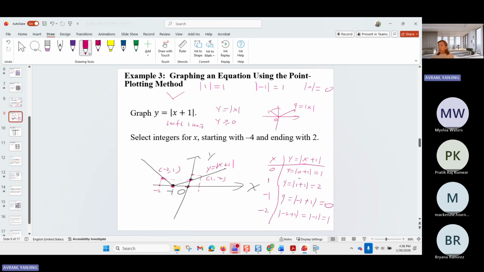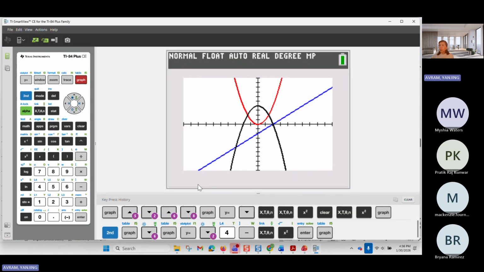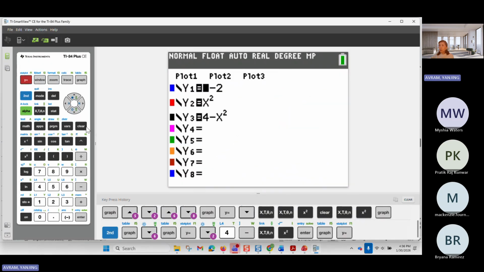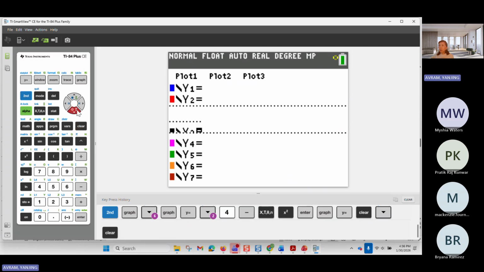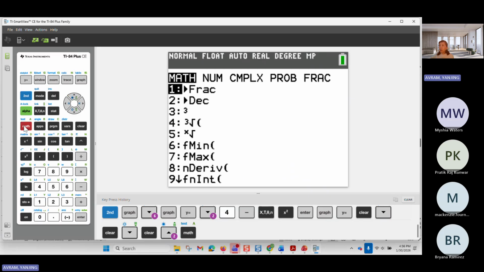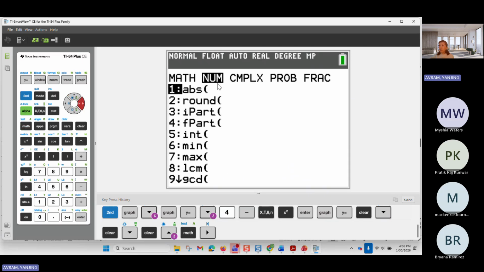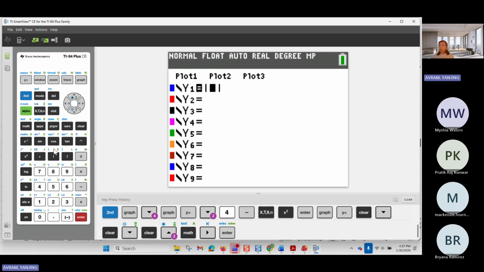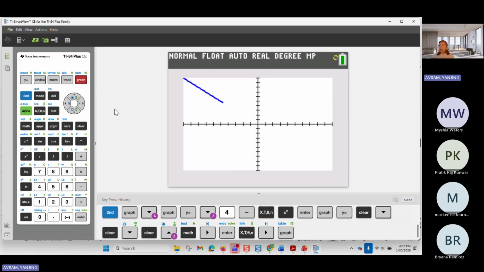Okay, I can also show you how to graph this one in a calculator. Sometimes people say, where do I find the absolute value in the calculator? Well, actually, you will have to go to math here, and then go to the number. Okay, and then you have absolute value, put it in here, and then you have an absolute value of x. The graph. Okay, so that's absolute value of x.